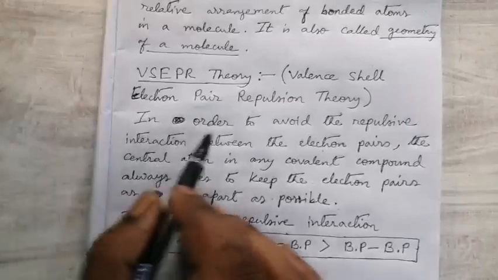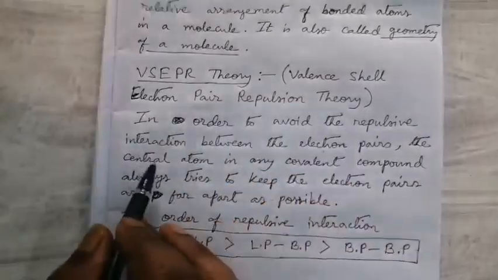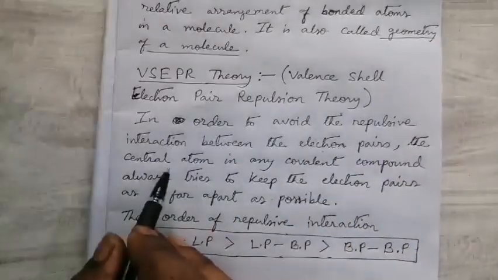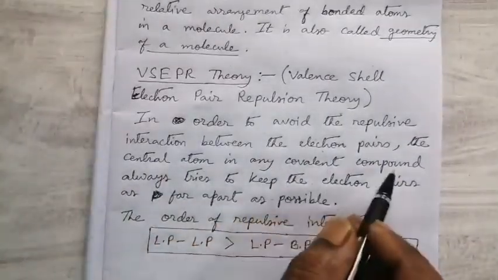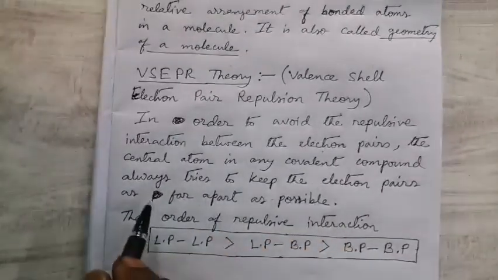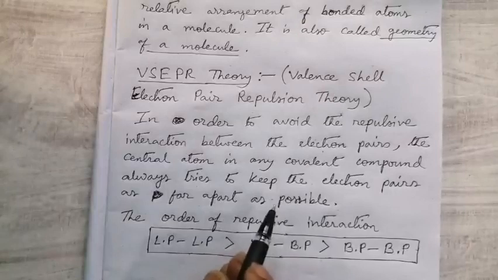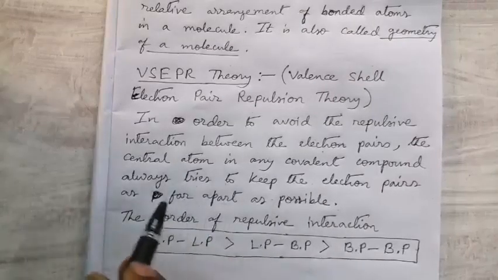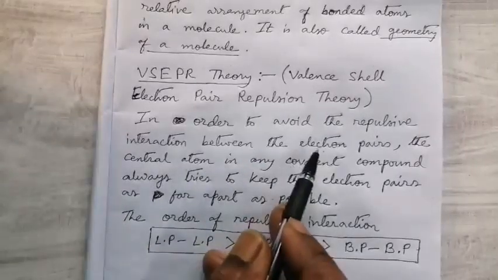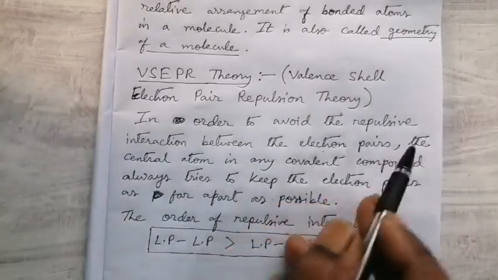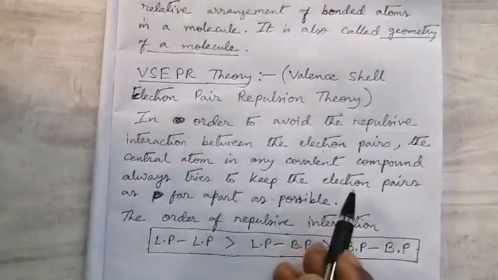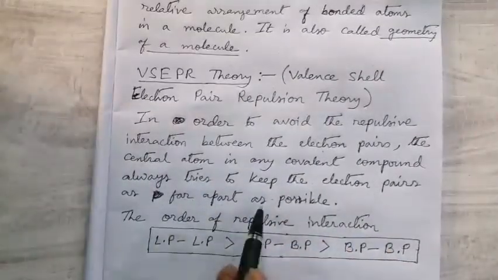In order to avoid the repulsive interaction between the electron pairs, the central atom in any covalent compound always tries to keep the electron pairs as far apart as possible. What does it mean? In order to avoid the repulsive interaction between the electron pairs, the central atom in any covalent compound always tries to keep the electron pairs as far apart as possible.